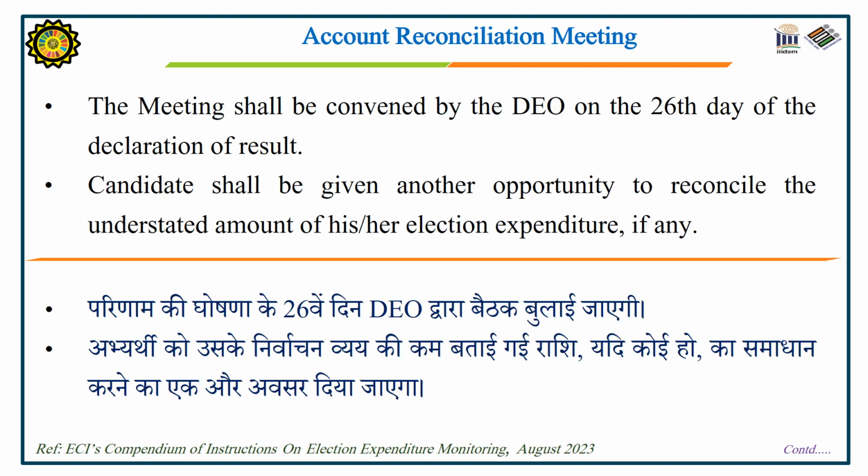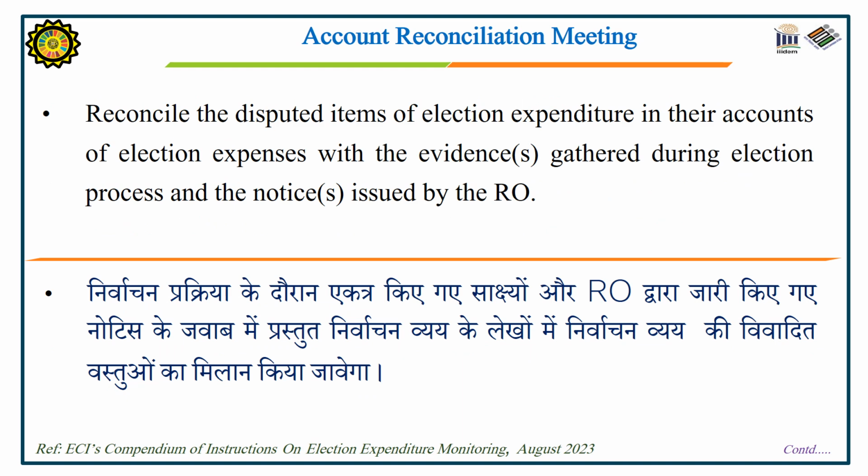The meeting of account reconciliation committee will be convened by the district election officer on the 26th day of the declaration of result. Candidates shall be given another opportunity to reconcile the understatement of their election expenditure, if any. Reconcile disputed items of the election expenditure in their accounts of election expenses with the evidence gathered during election process and the notices issued by the returning officer.